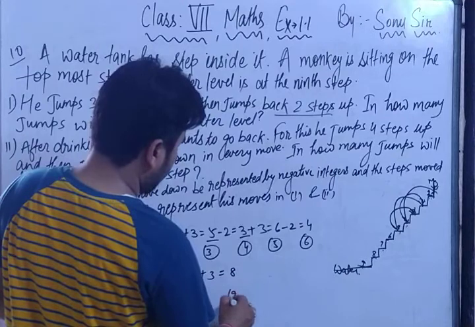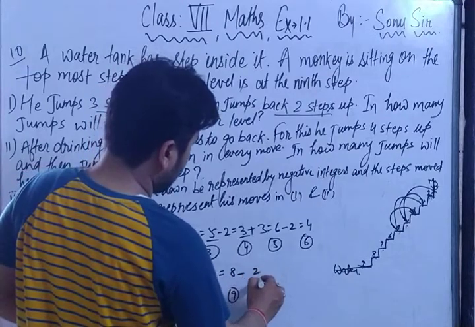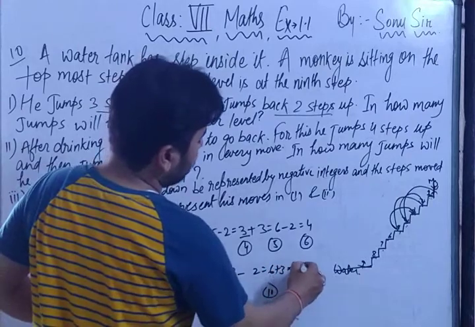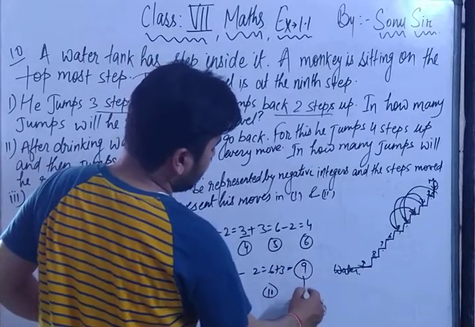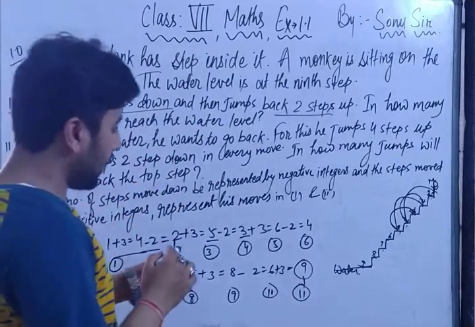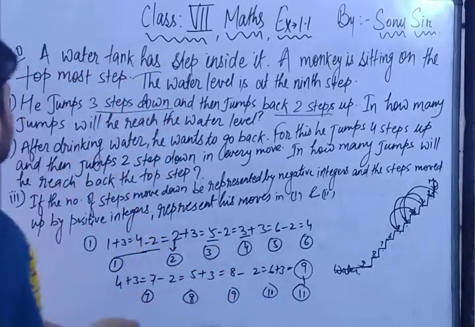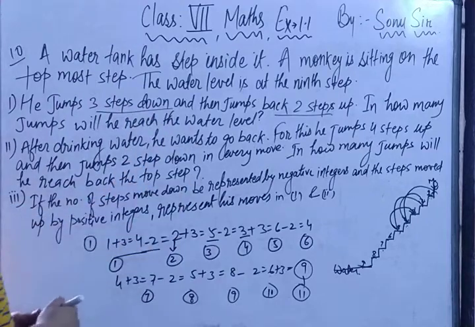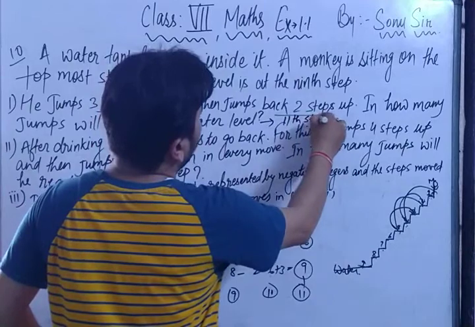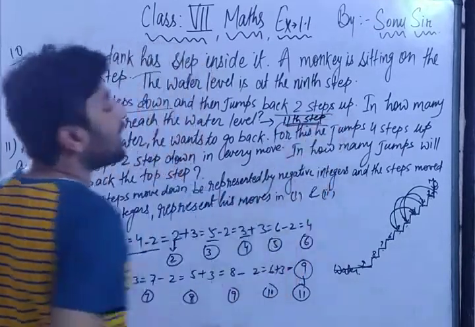This is the 9th step. 8 minus 2 is 6. This is the 10th step. And 6 plus 3 is equal to 9. This is the 11th step. So what is the first question? He jumps 3 steps down and 2 steps up. So how many steps will he take to reach the water? He will reach on the 11th step, the water level. The first answer will be 11th.